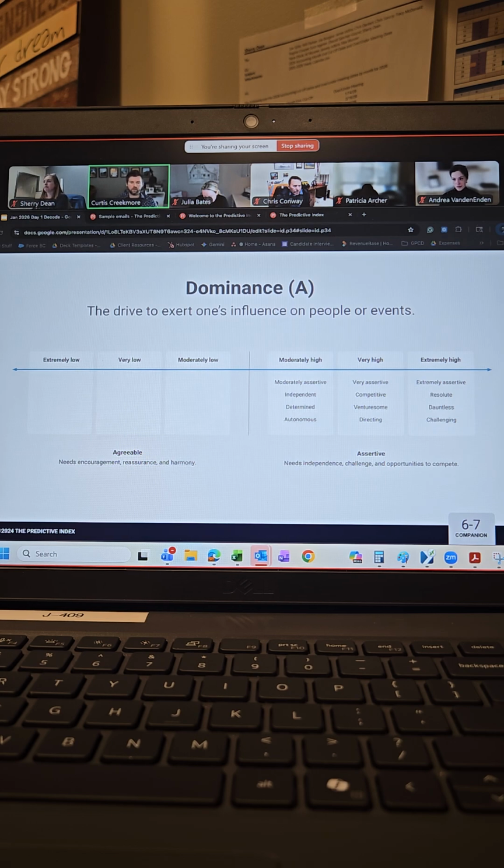Let's talk about the other side. People who aren't as driven by their dominance are going to be more agreeable. So someone who is moderately low with their dominance would be moderately agreeable. So they're maybe unselfish, receptive, supportive. The farther we go, the more extreme. Very agreeable. Cooperative, accepting, collaborative. All the way out on the end, extremely agreeable. Deferential. Let's do it your way. Compliant, accommodating.